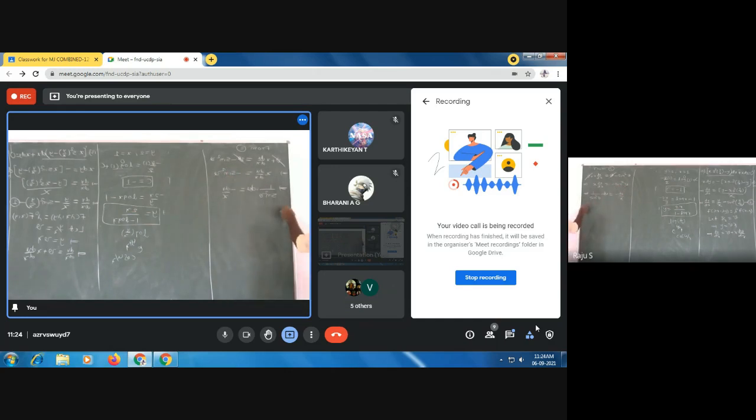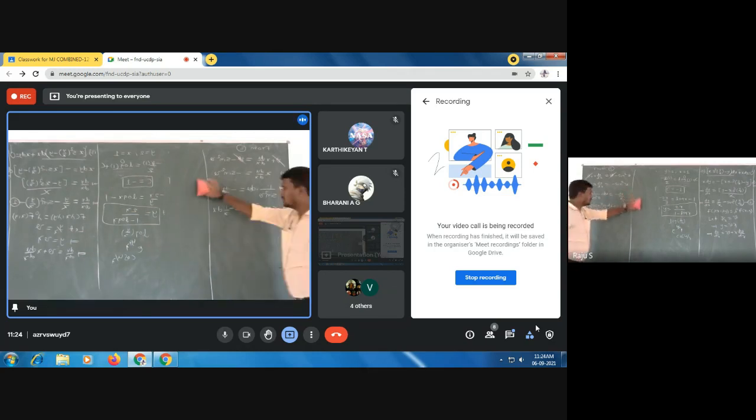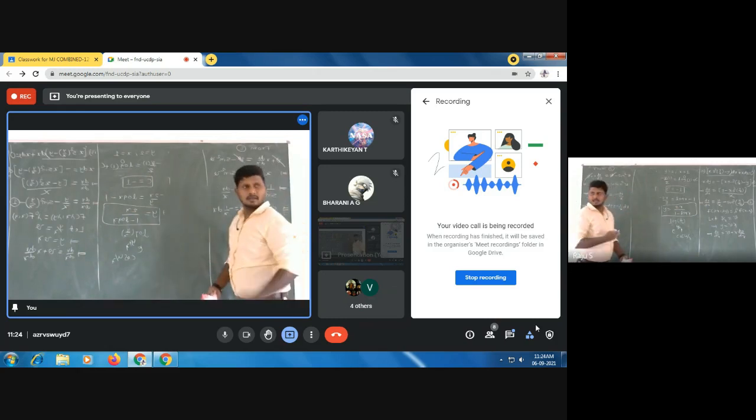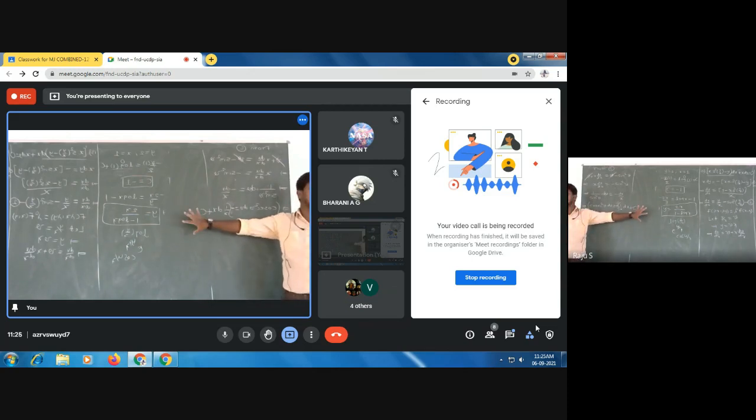Okay, so which implies 1 by sine square v, that is cosecant square v dv, equals minus 1 by x dx. What shall I do now? Integration, because we separated the variables. Integrate by adding a constant. Don't get confused about the constant here. Sometimes I'm taking log c, sometimes I'm taking c.